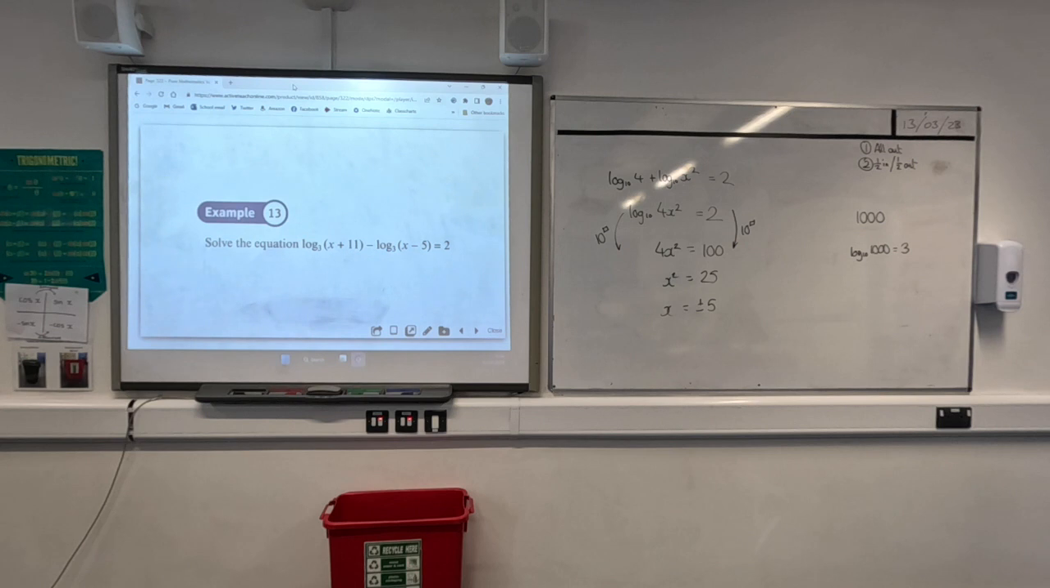So do that first step for me again. Just take that left-hand side and rewrite it. It's easier this time. It's the log of something, take away the log of something else. See if you can look back in your notes to remind yourself what the second log rule says I can rewrite that as.